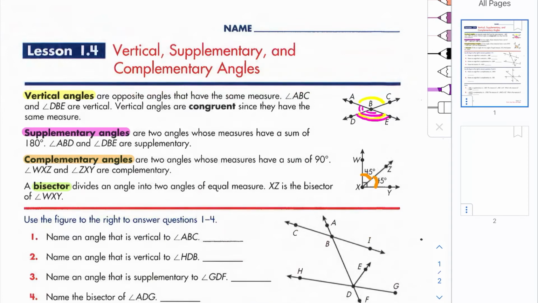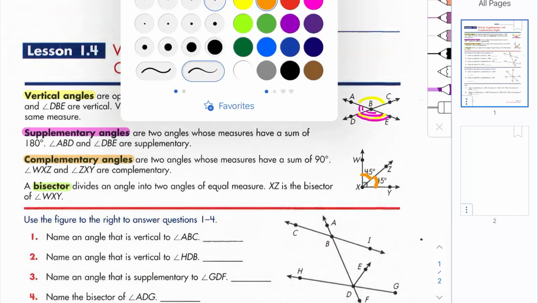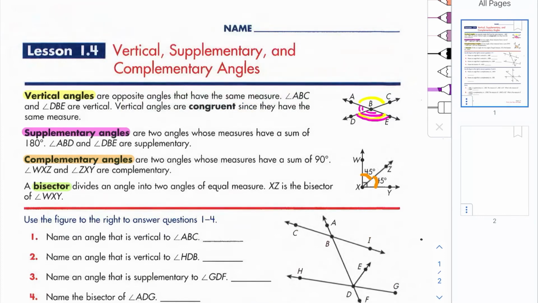The final term is bisector. A bisector divides an angle into two equal pieces. So in that same example, XZ would be our bisector of that angle since it cuts it in half. So the green part there, that's the bisector. All right, so now what I would like you to do is to go through and solve the following questions.